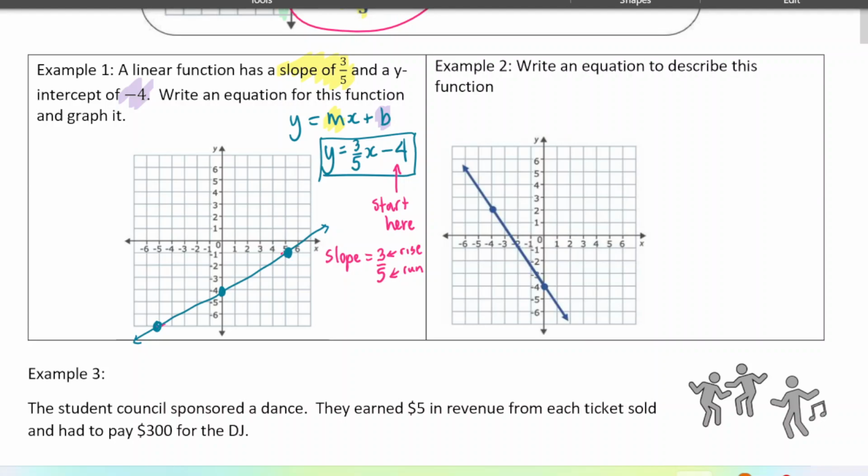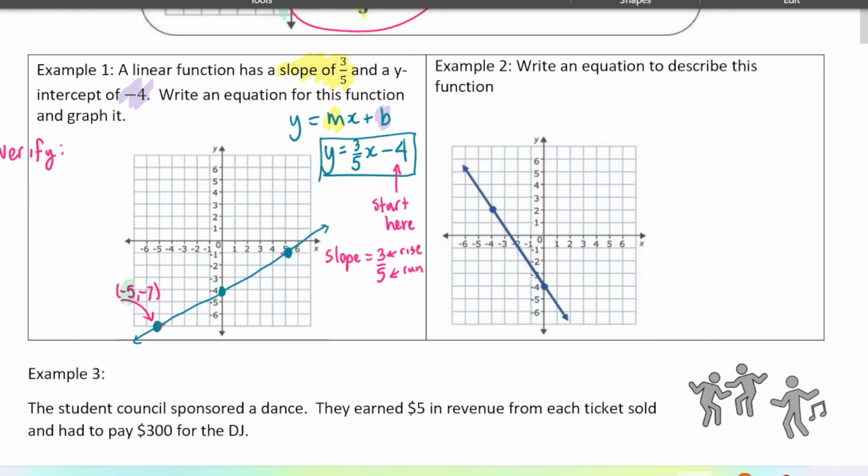You can actually verify that you've got the right line. Let me show you how to do that. I'm going to verify. I see this point on my graph here. This point has an x-coordinate of negative 5 and a y-coordinate of negative 7. So if I plug negative 5 into the equation, I should get negative 7 as my y value. Let me show you how that works. I'm going to plug negative 5 into the equation.